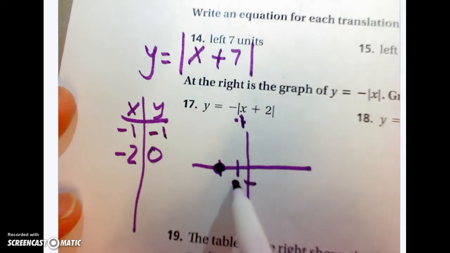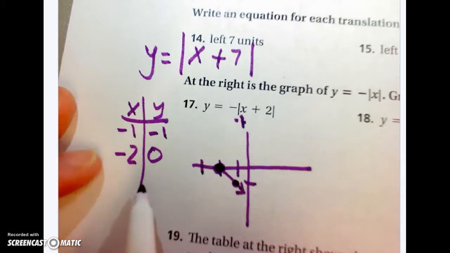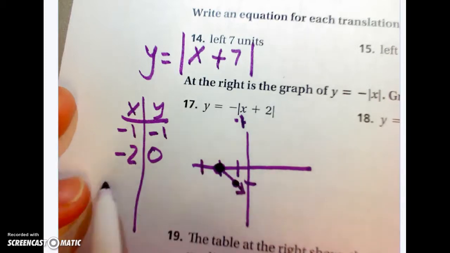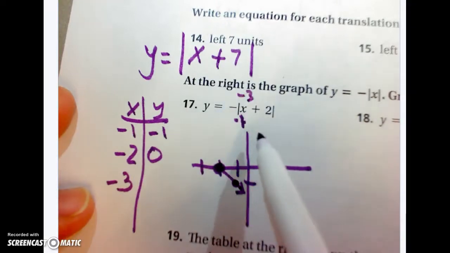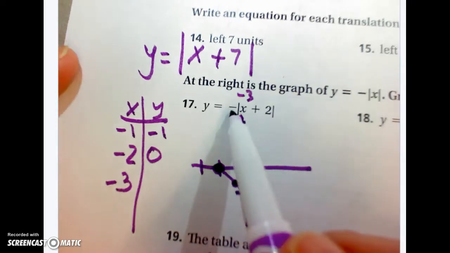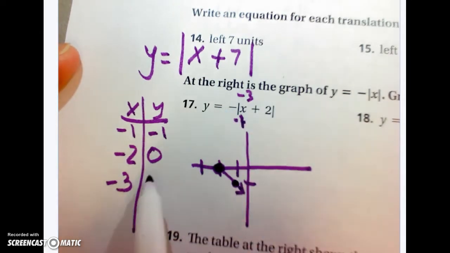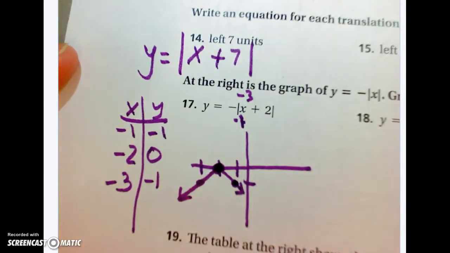So it flipped upside down. So let's see what's going on this side. So at -3, -3 plus 2 is -1. The absolute value of that is just 1, but this negative makes it -1. And that's how you graph, and that's what the graph looks like when you have a negative out in front of the absolute value.